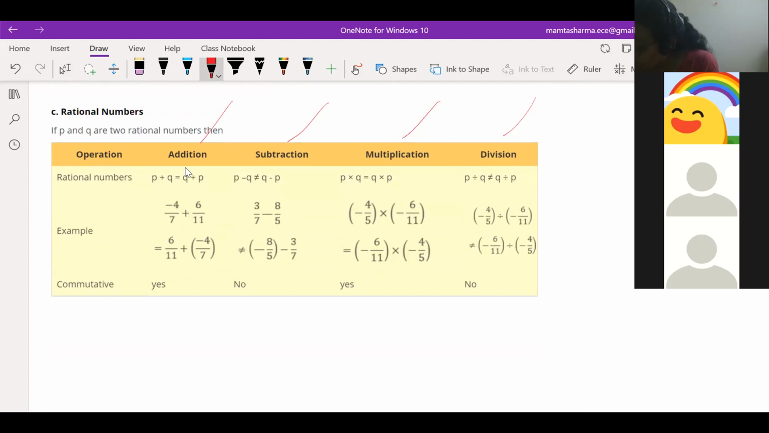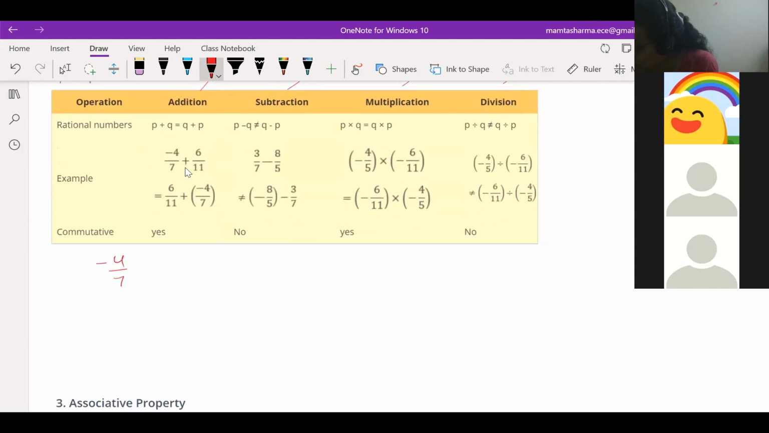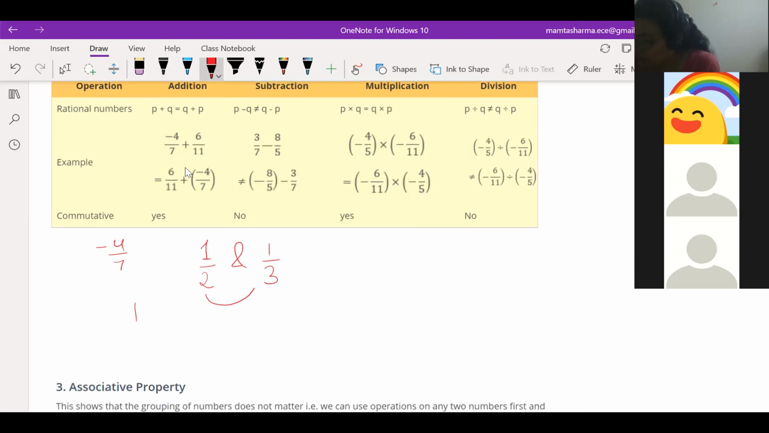We'll take a simple example. Say my first number is 1 by 2 and the second is 1 by 3. Now tell me, for addition, is it commutative or not? Yes, ma'am, it's commutative, because 1 by 2 plus 1 by 3 would be the same as 1 by 3 plus 1 by 2.